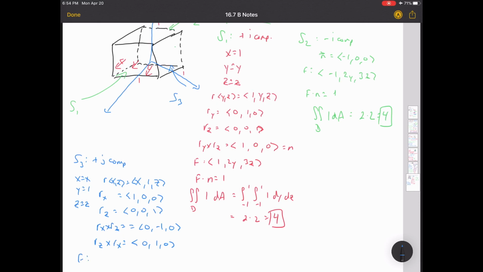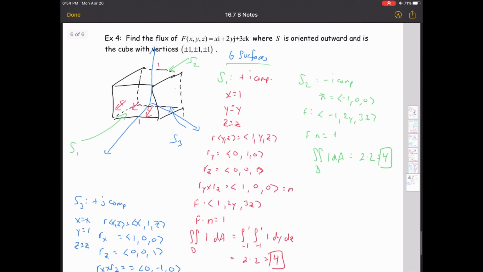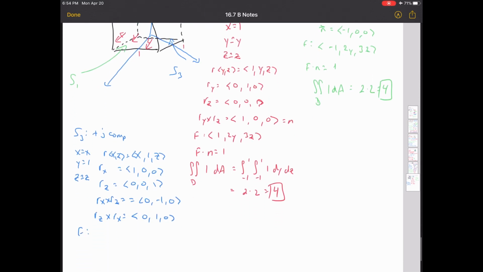Okay, and the function f was x, 2y, 3z. So x, in this case, is x. 2y is just 2. And then 3z is our z component. So let's go ahead and dot these. Well, again, if I dot anything with the x or the z component, there's 0 because the cross product, which was the normal vector, has 0 in the x and z component. So all I get out of the dot product of f and n here is 2.